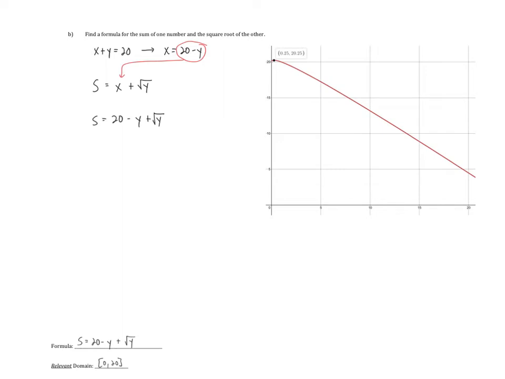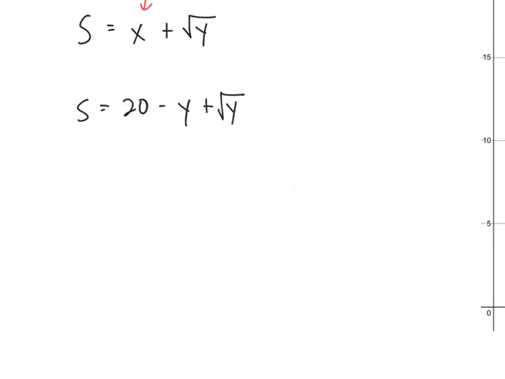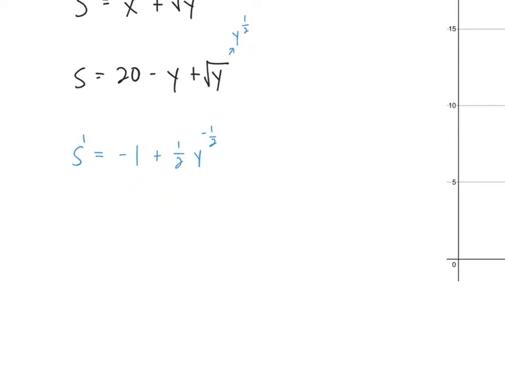All right, so now what's next? Oh, find critical points. Okay, so let's do that. So take the derivative. So -1 plus 1/2, you know, this root y is y to the 1/2. And we'll set this equal to 0.